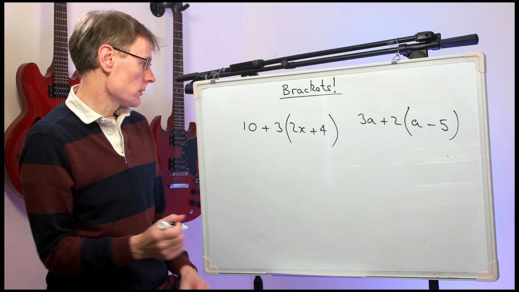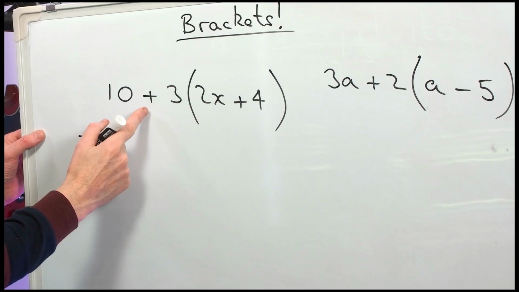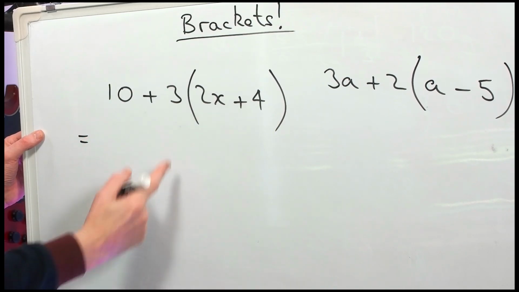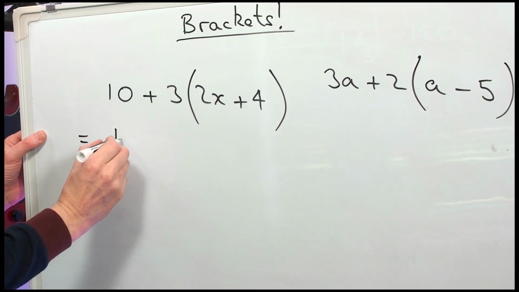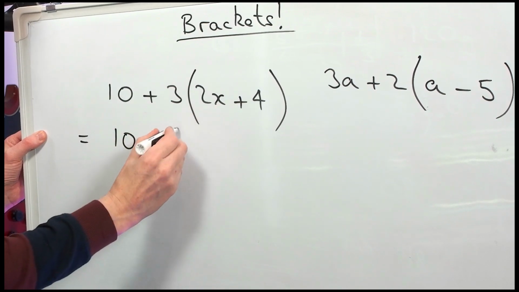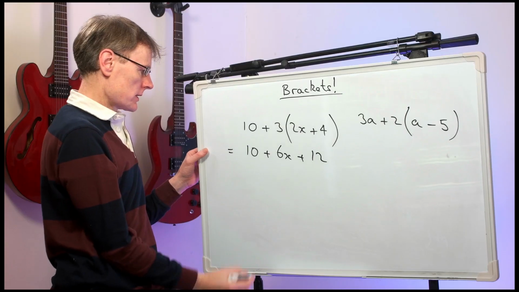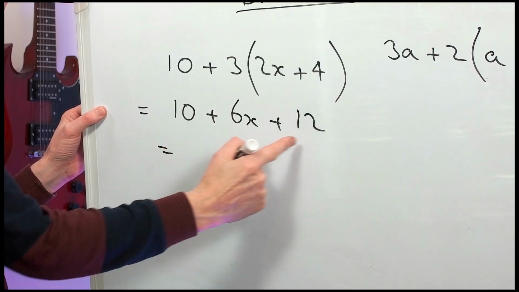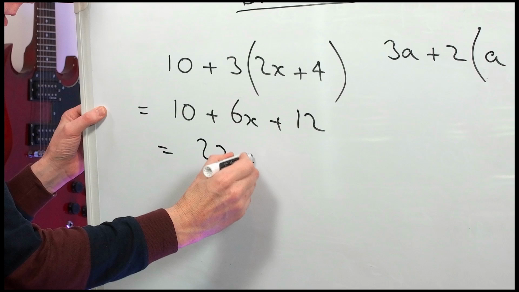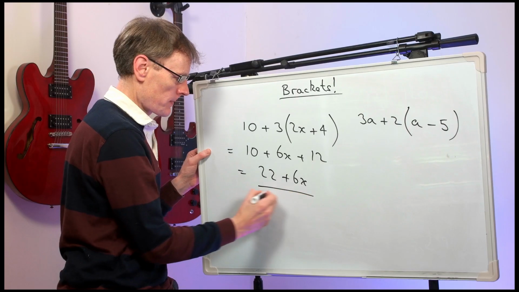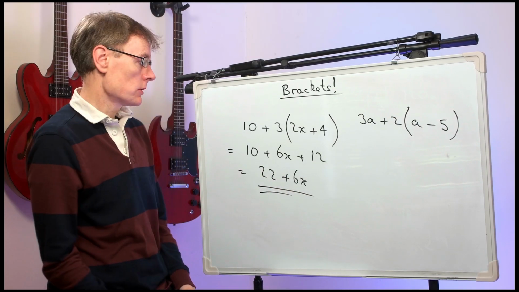Right, here's a couple of examples. So 10 plus 3 lots of that. We need to multiply out the bracket here. That's 10 plus 6x plus 12. Now we can simplify it. So that's 22 plus 6x, or 6x plus 22.